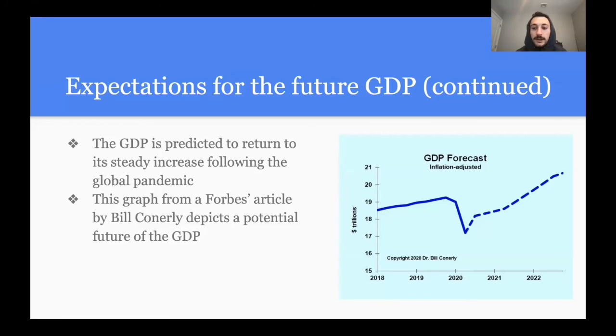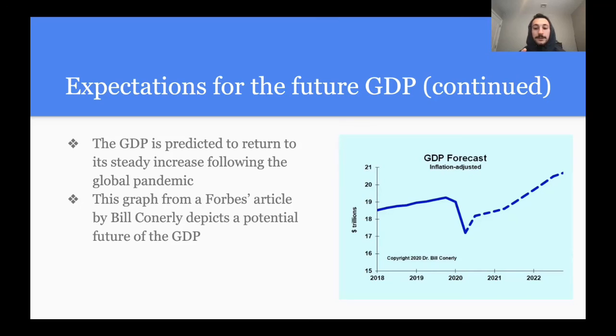So though the GDP saw a drop in the beginning of 2020 with the coronavirus pandemic, it's actually predicted to go much higher than it has ever been in the coming years, as we are now currently coming out of this recession.